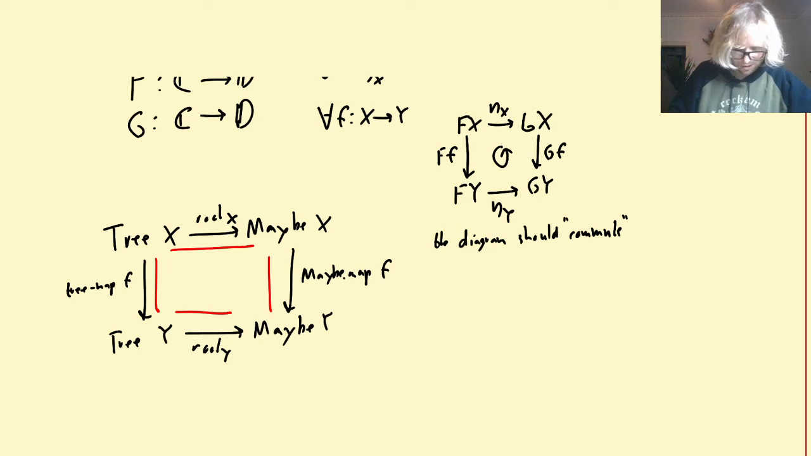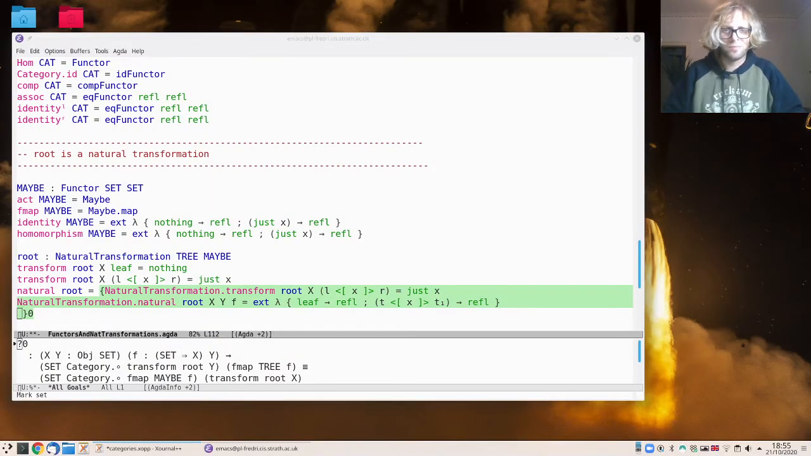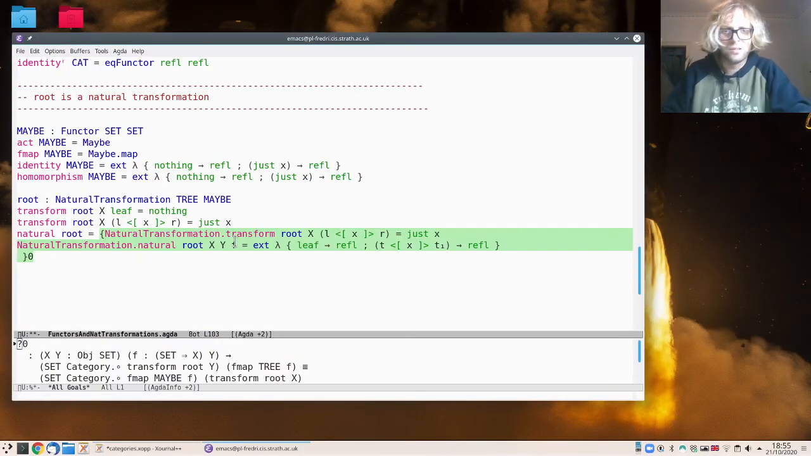So we see that if we start with a leaf over here, then we're going to end up with a nothing here. And if we start with a node, then we're going to end up with just of f of x here. So it seems like no matter which path we go, we're always going to end up with the same thing. So let's see if we can also make that work in the code.